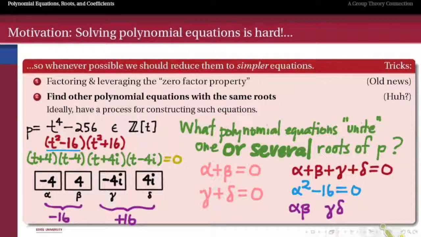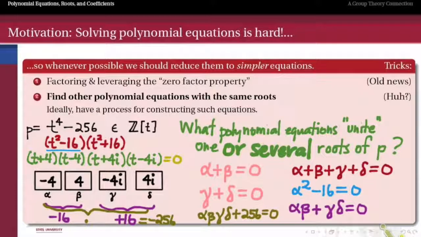So I can build what looks like a quadratic polynomial equation with all four of these variables if I, say, add these two products together and get 0. So alpha beta plus gamma delta is equal to 0 is another polynomial equation in these four roots that is satisfied by alpha, beta, gamma, delta, the roots of p. If I multiply those products together instead of add them, so if I multiply all four, alpha beta gamma delta, I get -256. Therefore, the roots here satisfy alpha beta gamma delta plus 256 equals 0.